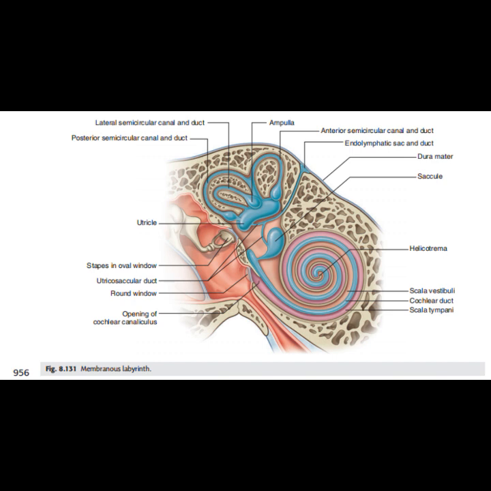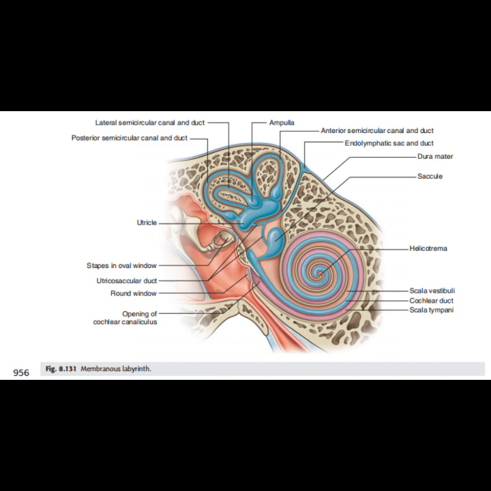Utricle, saccule, and endolymphatic duct. The utricle is the larger of the two sacs. It is oval, elongated and irregular in shape and is in the posterior-superior part of the vestibule of the bony labyrinth. The three semicircular ducts empty into the utricle.